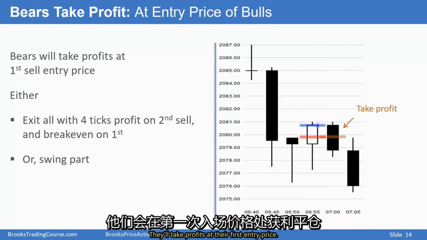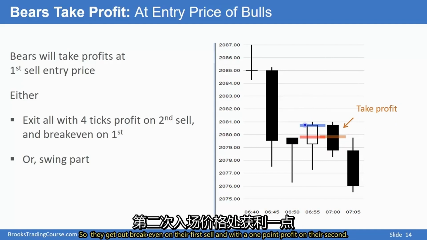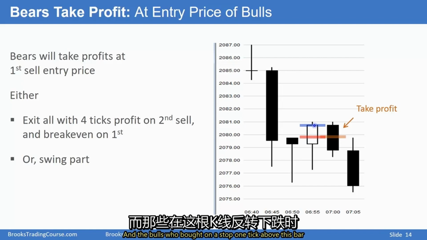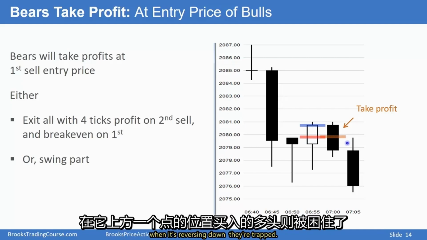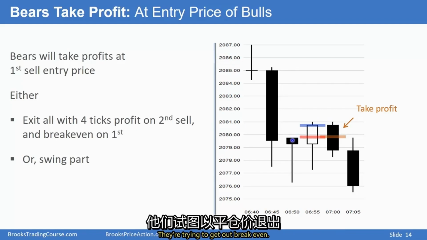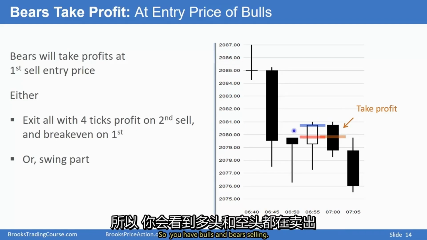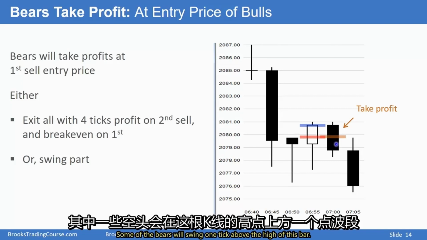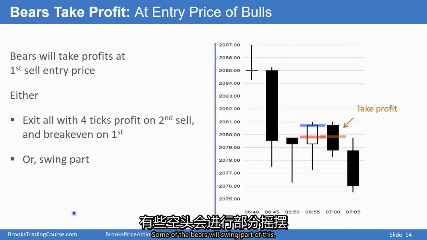Many of these bears will sell the high of this bar and 1 point higher. They'll take profits at their first entry price, so they get out break even on their first sell and with a 1 point profit on their second. And the bulls who bought on a stop 1 tick above this bar, when it's reversing down, they're trapped. They're trying to get out break even. So you have bulls and bears selling.